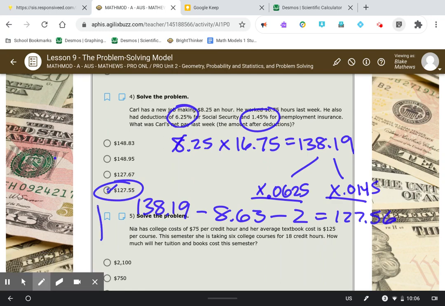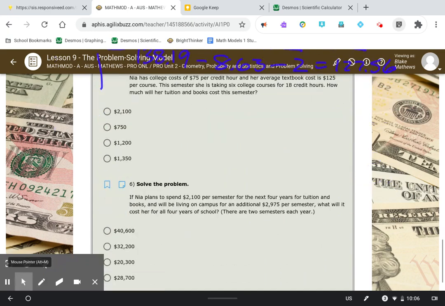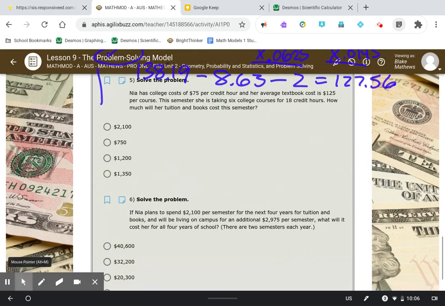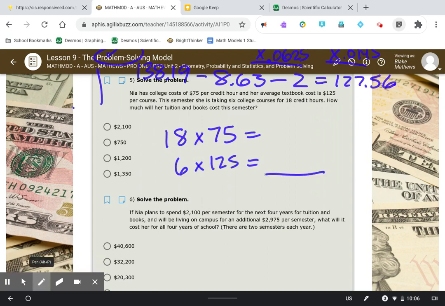All right, last one coming up here. Two more. Nia has college costs of $75 per credit hour, and average textbook cost is $125 per course. The semester she's taking 6 college courses for 18 credit hours. How much for her tuition and books cost? So there are 18 hours times $75 per hour, and there are 6 courses times $125 per course, and then we need to add those two answers together. I'm going to let you finish that one out. Got that pretty much set up for you. Multiply those two and add up the answers.